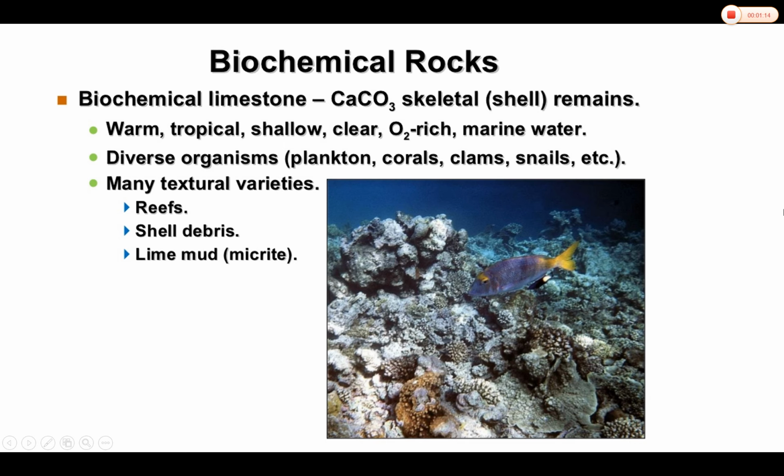Okay, so the biochemical rock, biochemical limestone. We also have a type of limestone that is organic, and we have limestone that is chemical. The CaCO3 skeletal shell normally exists in the warm tropical or shallow marine water. There are many texture varieties. There are reefs, shell debris, limestone in the marine water.